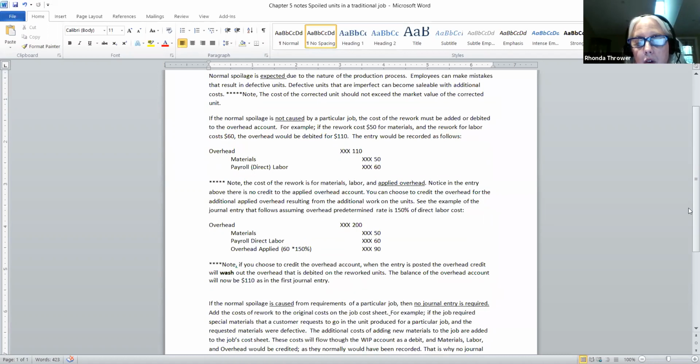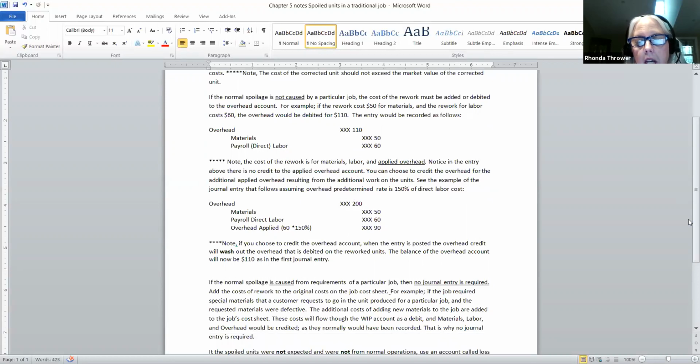And so I just wanted to bring that out to you because that really bothered me that they didn't show you, because when you're working on a job, if you've got materials and labor, you've got some overhead that has to be calculated too. That's what I've been teaching you, and so I like to show this here. But once it is posted, this credit goes against this debit. It washes itself out, and what's remaining is just 110 that would have been debited to the overhead account.